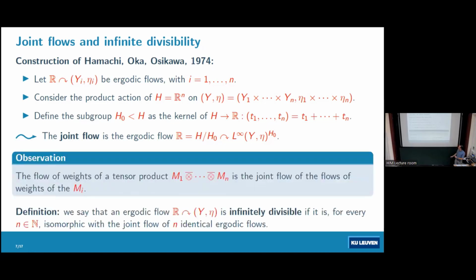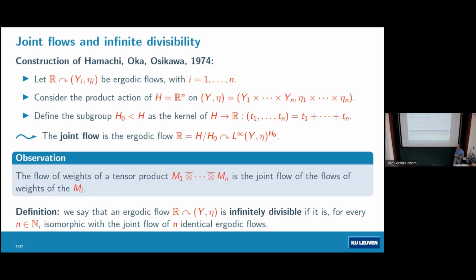But it's even more natural because it's an easy observation that this corresponds to the flow of weights of the tensor product factor. So if you have a tensor product of n factors, each of them has its flow of weights, then the flow of weights of the tensor product is, by construction, just the join of these n flows of weights. So it's kind of a natural thing to look at.